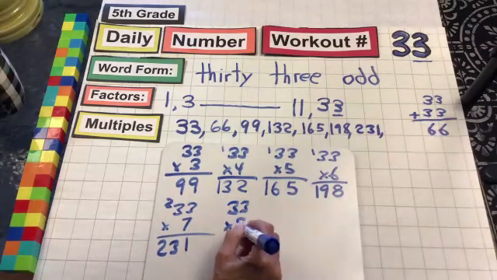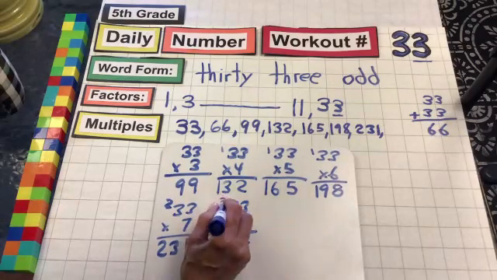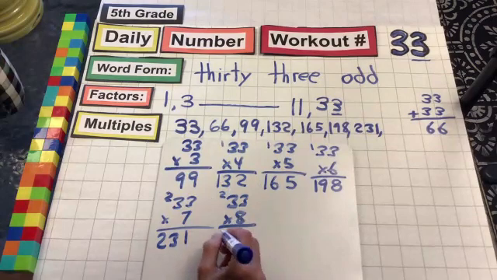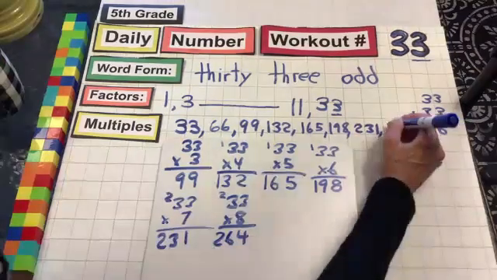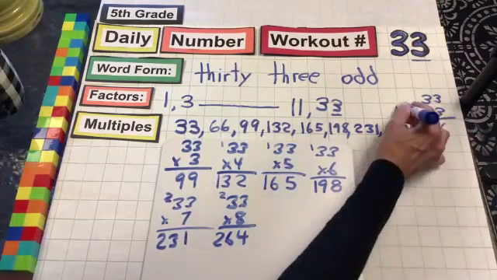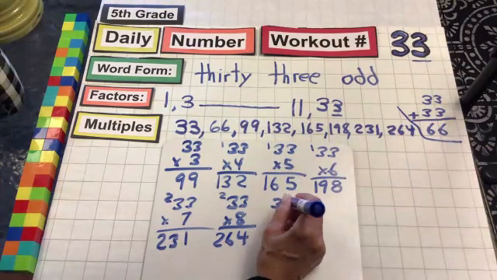33 times 8 equals 8 times 3 is 24. Drop the 4, carry the 2. This is good math facts practice. 8 times 3 is 24 plus 2 is 26. So 264. And look at how I'm running out of room. I'm going to put a little line here so we know it's not connected.